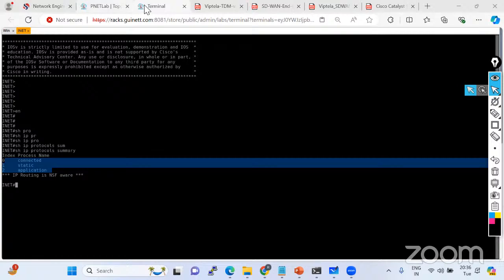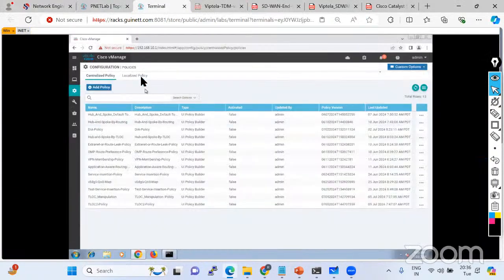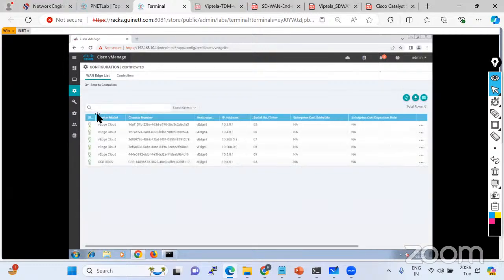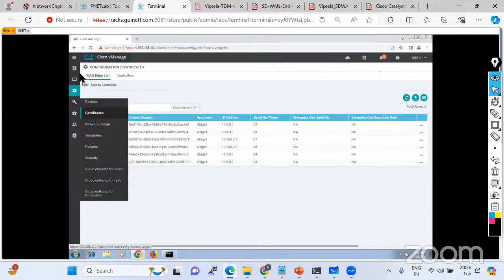But you don't have this kind of feature which I was showing earlier. You can create the policies here: centralized, localized, security, network design, certificate. You don't have that many skills in the WAN technology, but you have to learn here.